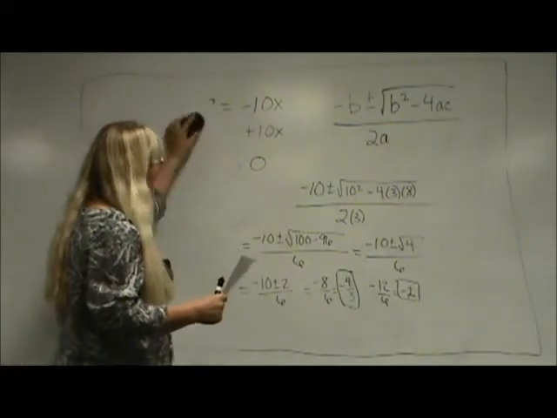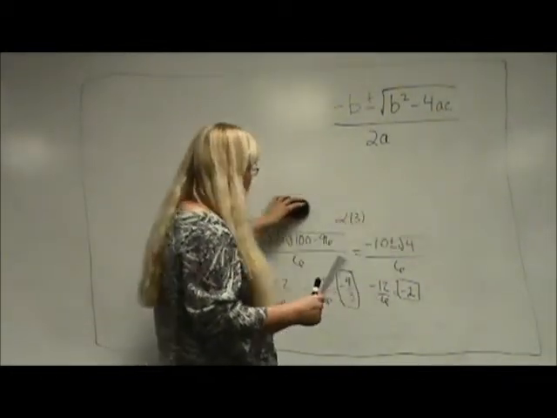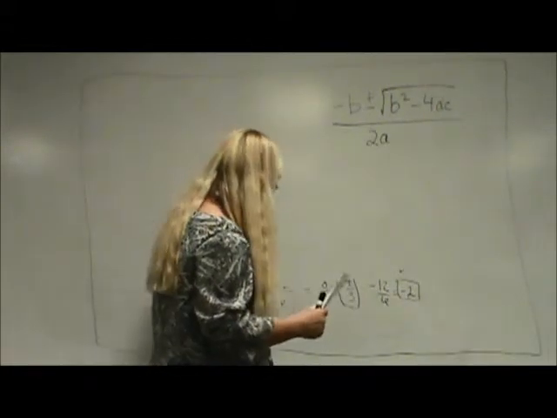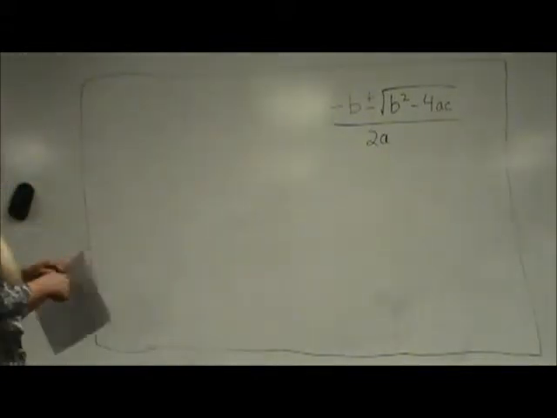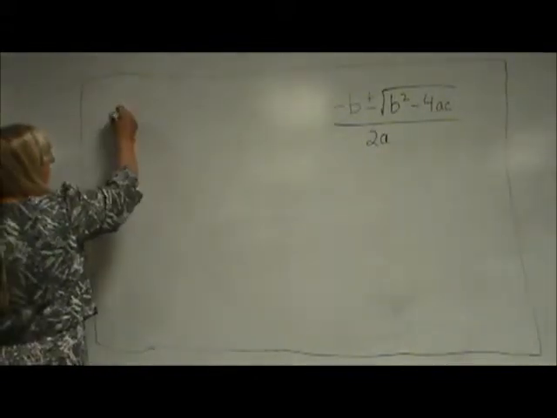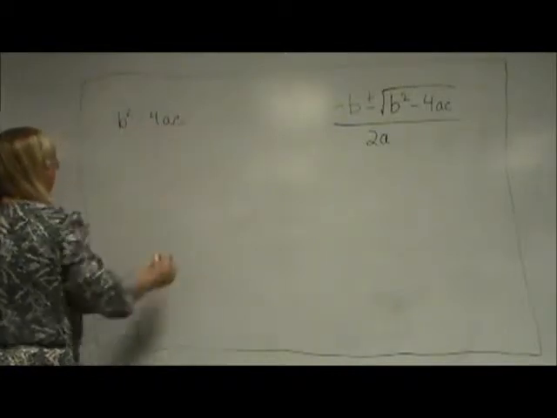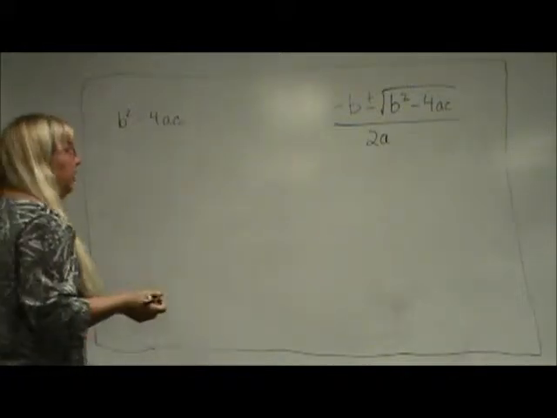The next section is talking about the discriminant. Remember that when we find the discriminant, the only thing we have to do is what is under the radical in the quadratic formula. So we're only going to work with b squared minus 4ac. We want to know how many roots and are they real or imaginary.